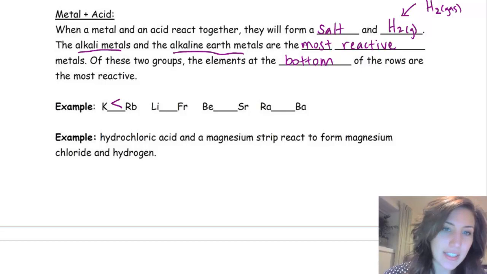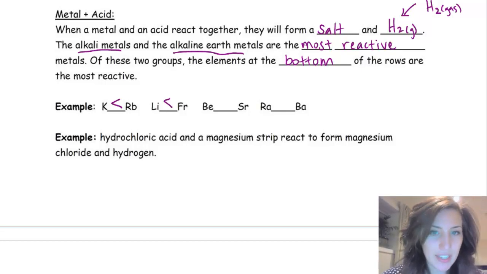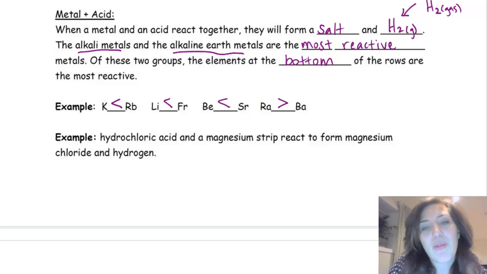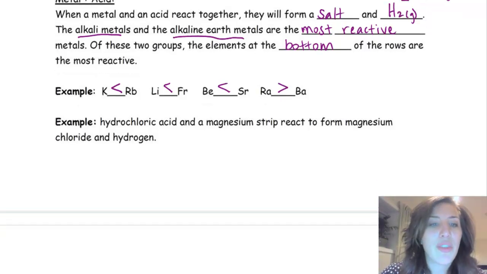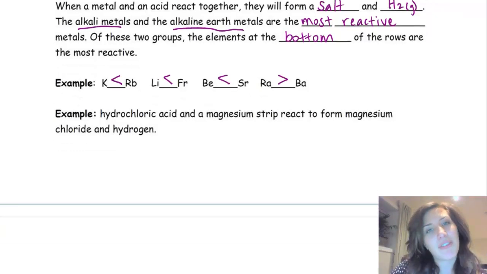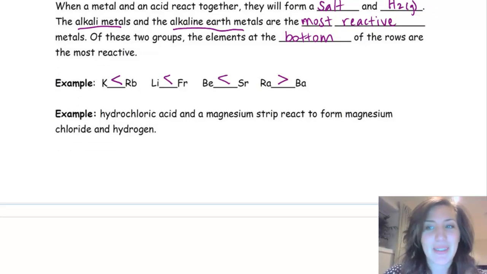And in this case, Fr is more reactive, Sr is more reactive, and Ra is more reactive. So remember that these guys are the bigger ones. So we show that the ones along the bottom of the table are the most reactive elements.